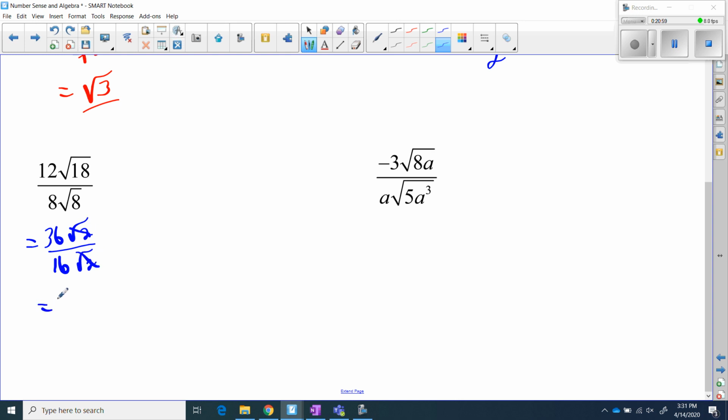All I'm left with is 36 over 16. Now, hopefully you would never leave your answer like that. Those reduce. Everything here will divide by 4. And that will give you the fraction 9 over 4.